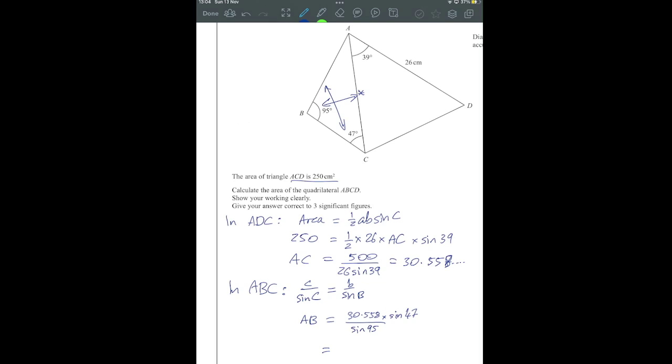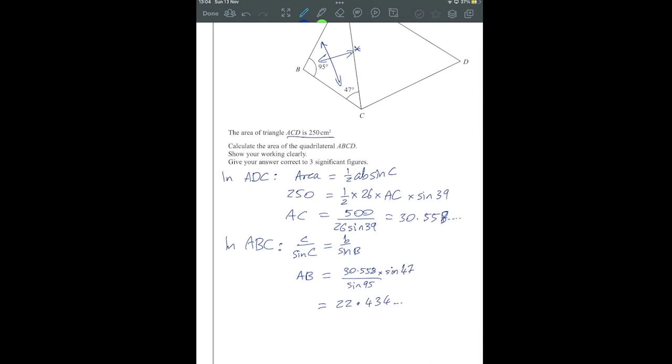I'm also, because it's in my calculator, going to use the answer function, which stores all of the decimal places of that 30.558 rather than just the ones which I've written down. Again, just another way to decrease the chance of getting a rounding error in any final steps. And that comes out as 22.434. And that goes on. The next decimal place was a 0. So again, I'm pretty certain I can't make a mistake with that.